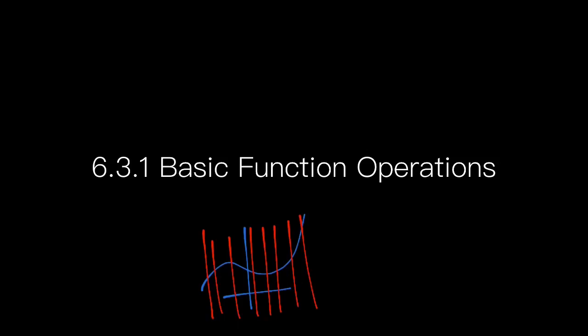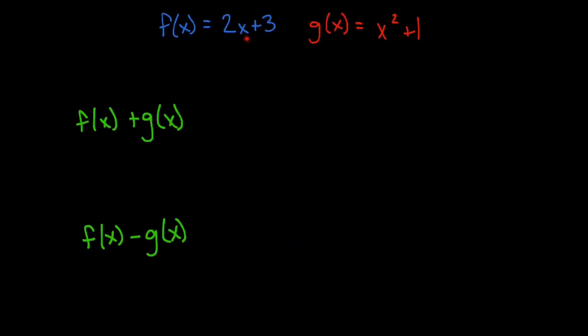And then basic operations would include addition, subtraction, multiplication, division. So we're just combining functions through those operations. So this should be similar to what we did in chapter 5, where we added, subtracted, multiplied, divided polynomials. In order to do these, you'll need to be given two or more functions.